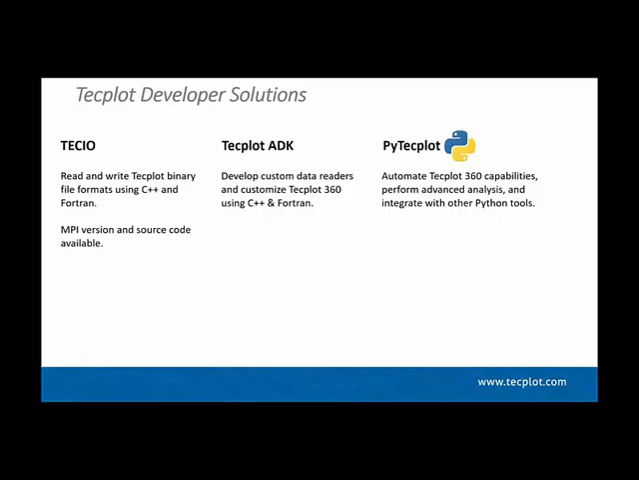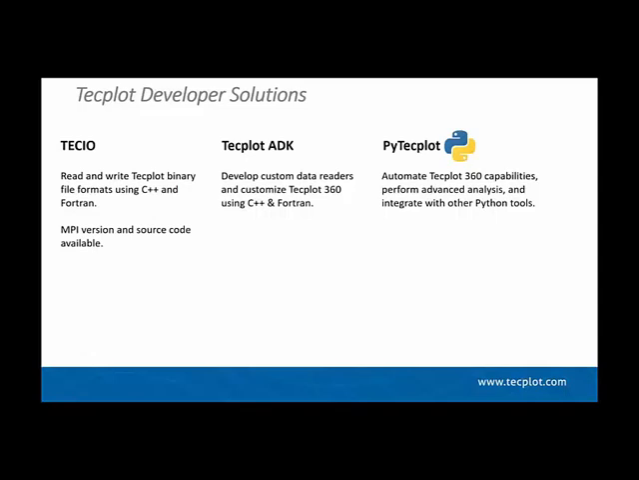So you can actually customize the user interface. You can develop custom readers, custom data writers using C++ and Fortran bindings. And feel free to contact us if you're interested in using that and streamlining your workflows. And then, as I mentioned on the previous slide, PyTecplot, our Python API. Python has really become the glue layer for data science and engineering, and we think that this is an important component moving forward to help automate and allow advanced analysis.